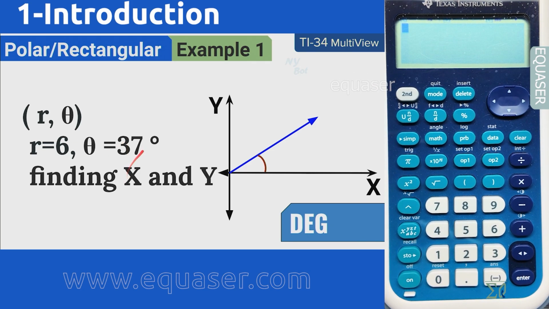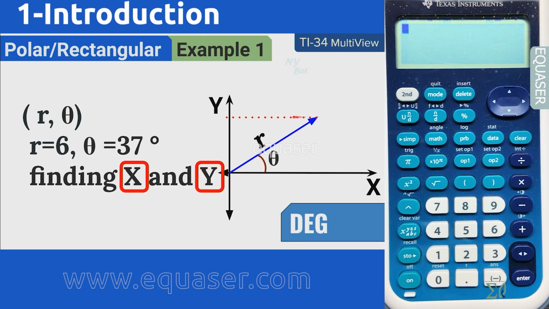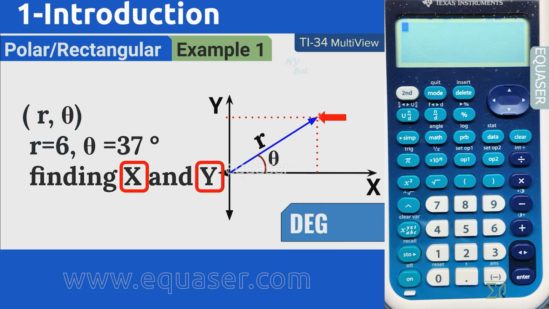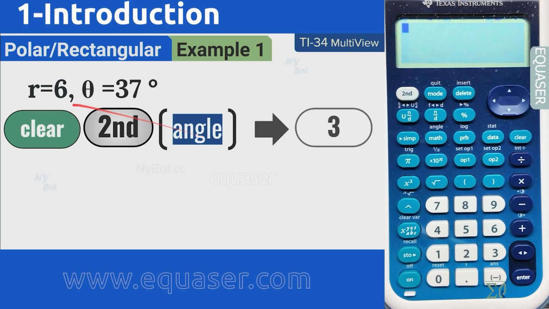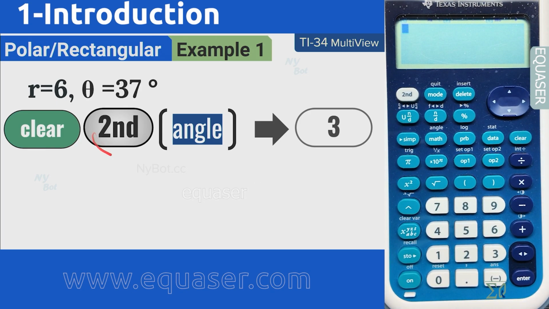And here is our example. We have r equals 6, this magnitude, and theta is 37 degrees. We want to find x and y. X and y refer to the tip of this vector. This is the y value and this is the x value, so we want to find the coordinates of this point.